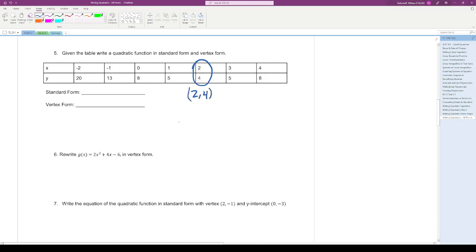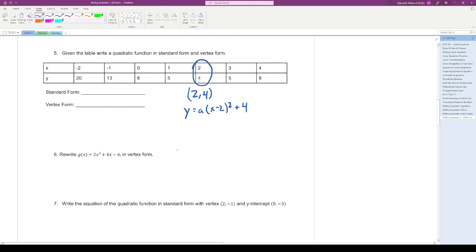So my next question, I know my vertex form looks like y equals a times x minus 2 squared plus 4. I need to find a, so I have a couple of ways of doing that. The first way is to take any point other than the vertex and plug it in. So like this 0, 8 would be a great one to plug in. And then we could find a.